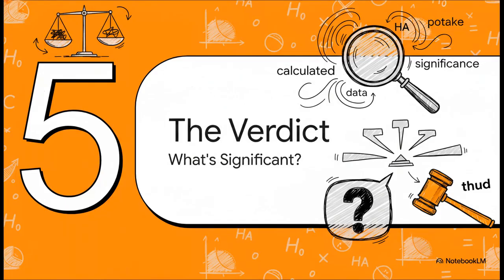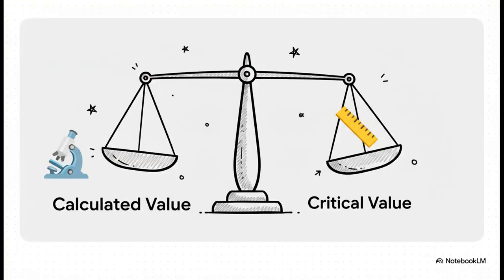And now, the moment of truth. This is what it all comes down to. We have our calculated value from our own data, and we have our critical value from the table. It's time to put them head-to-head and deliver the verdict. Okay, let's just put them right next to each other. The value we calculated from our mouse experiment is 6.564. The critical value, our line in the sand, is 3.841. I think you can see where this is going.